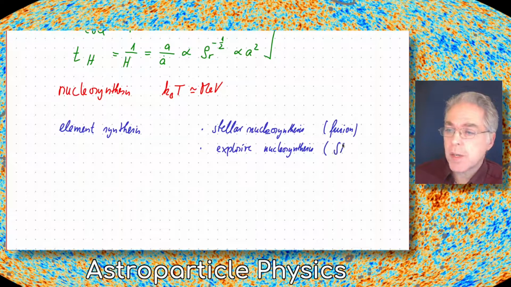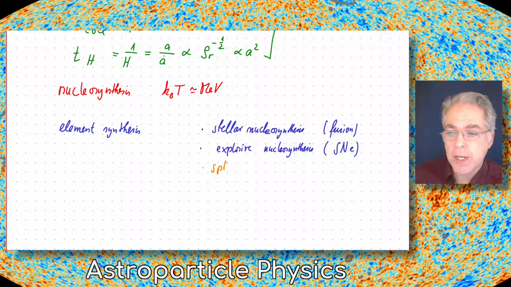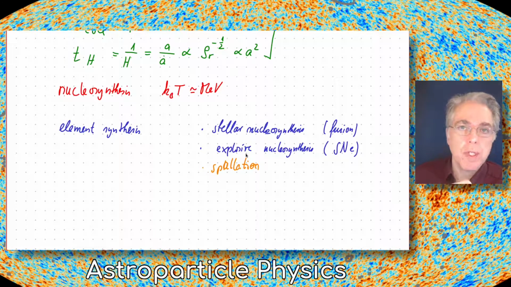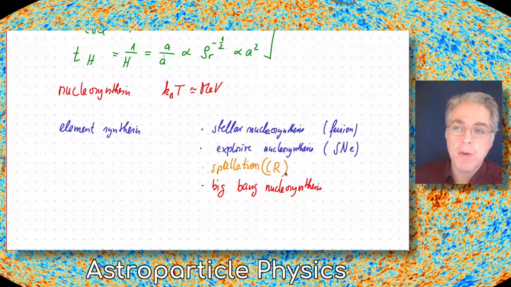And so this is something which happens mainly in supernovae. And well, then we have the spallation. This is something we learned already in the cosmic ray part. So that basically produces, for example, some of the lighter elements, and this is related to cosmic rays. And then finally, we have the Big Bang nucleosynthesis. And all of these processes are relevant for the elements synthesis in our universe.